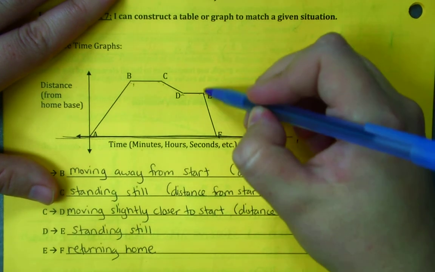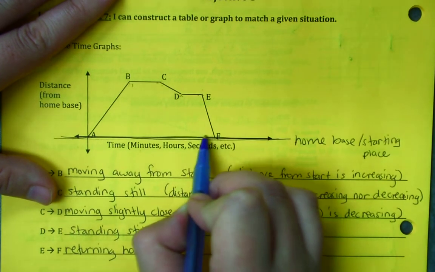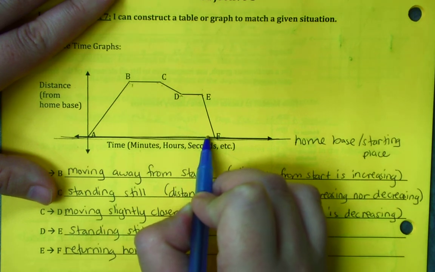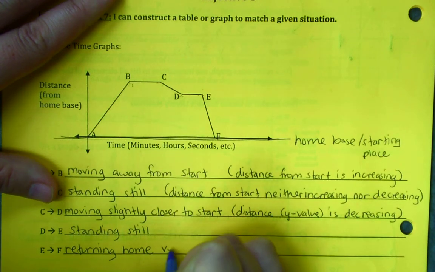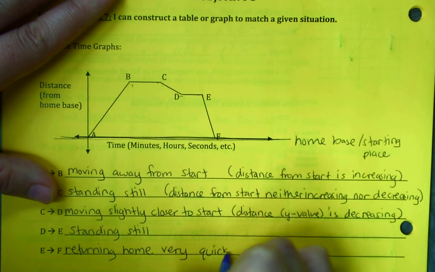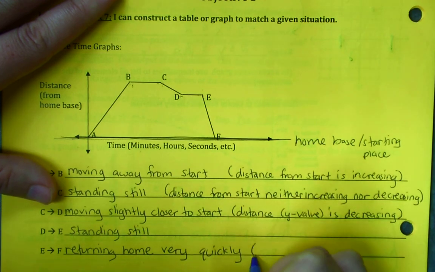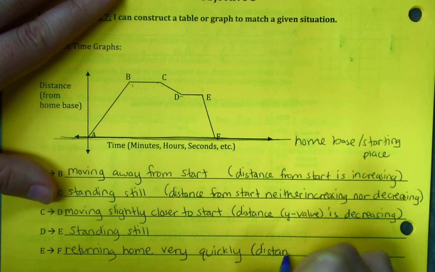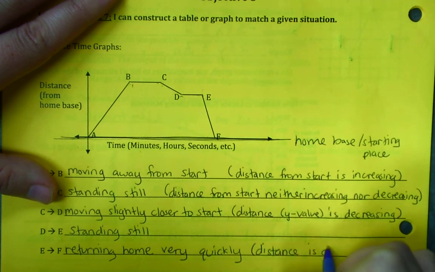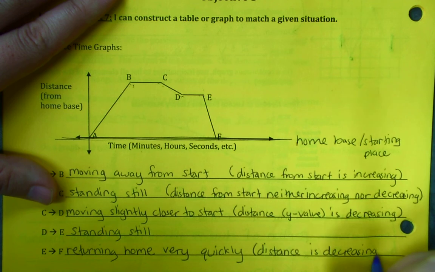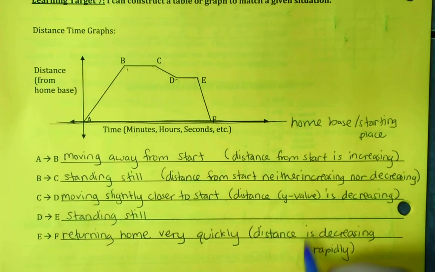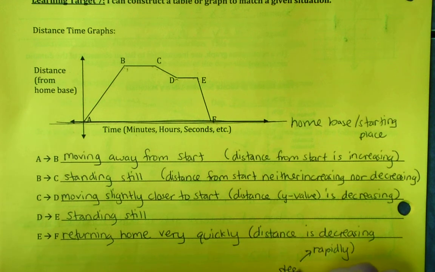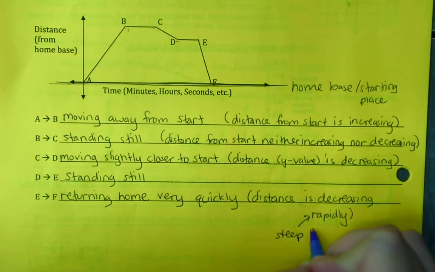and there's a lot of difference being covered in a short amount of time, which means that they're moving very quickly. The steeper the slope, the faster they're moving. So they're returning home very quickly. Then in parentheses, we could say distance is decreasing rapidly, very steep. So that is because it is a steep line.